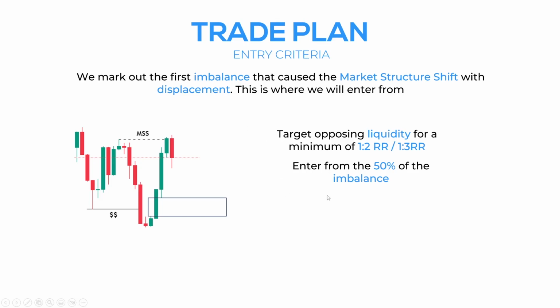Now, the next thing you want to make sure you do is enter off of the 50% of the imbalance. That simply means you enter off of the 50% mark right over here. Now, stop loss is below or above the swing high/low. So our stop loss would be right over here. And again, you want to make sure that your stop loss is a minimum of 3 pips. Okay, that's really important. Make sure your stop loss is a minimum of 3 pips.